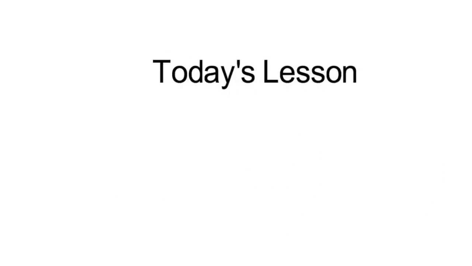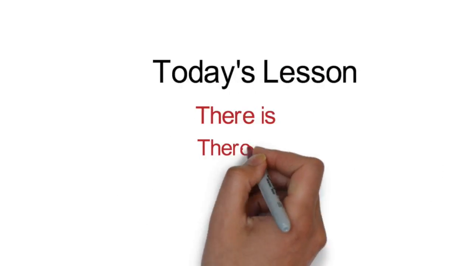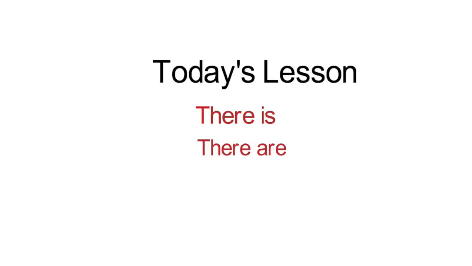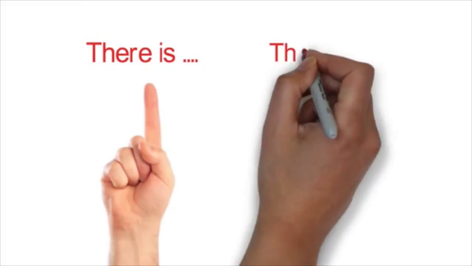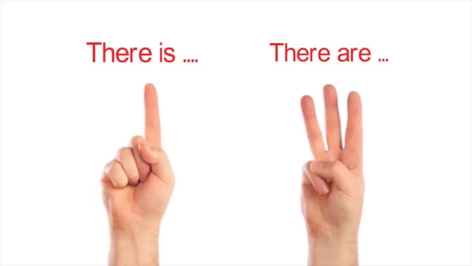Today, we're going to talk about there is and there are, when to use them and how to use them. We use there is and there are to say that something exists. We use there is for singular nouns and there are for plural nouns.